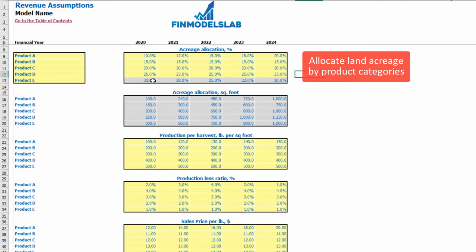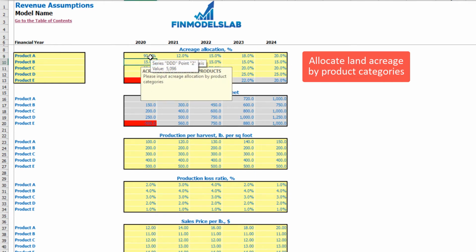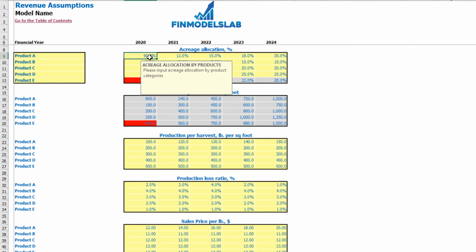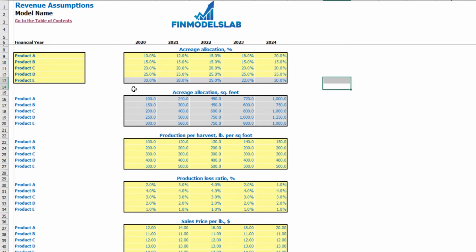The fifth product in this allocation is a calculation, meaning 100% minus the previous 4 allocations. If you input something wrong, for example 90% here, 15 for the second product, 20 for third, 25 for fourth, you have minus 50, which is 100% minus the sum of the previous 4. This means that this is wrong. You will see the red color. This means you need to adjust something in the model to have the gray color, which means that everything is okay here. The next step will show you the acreage allocation in square feet by years across the products to understand the amount in absolute values.